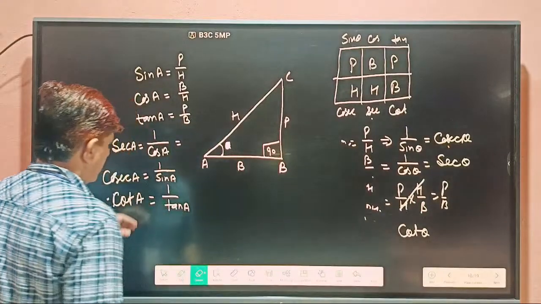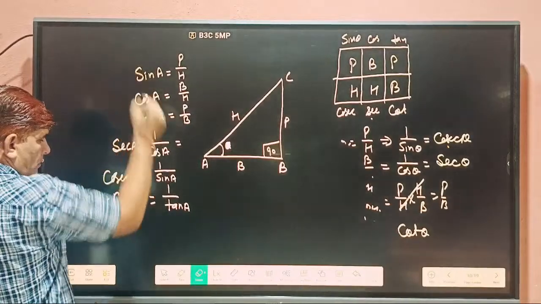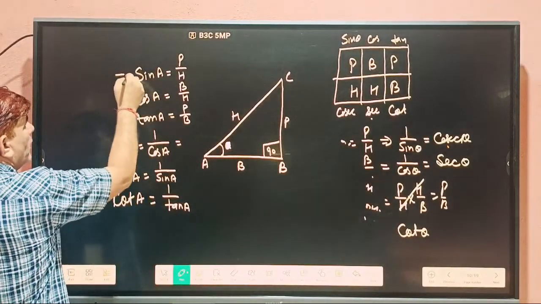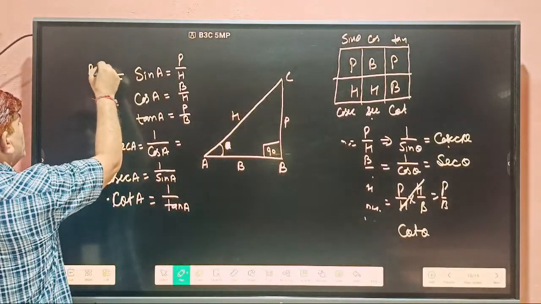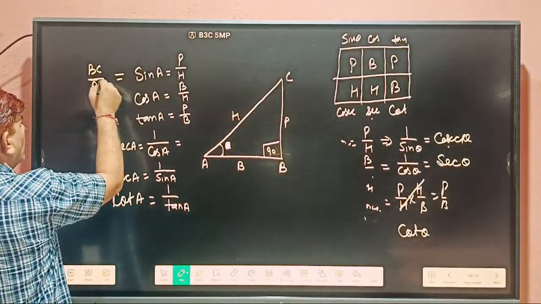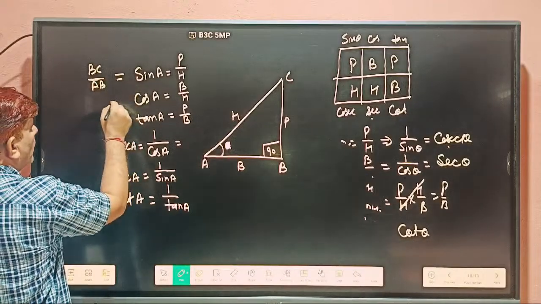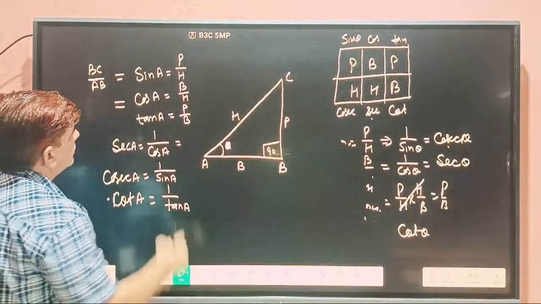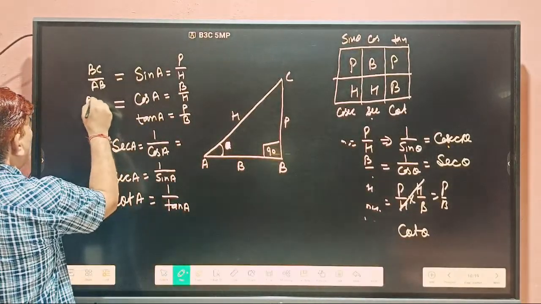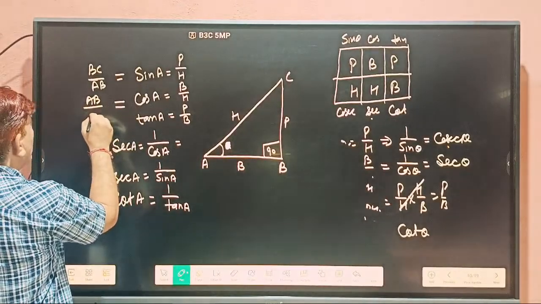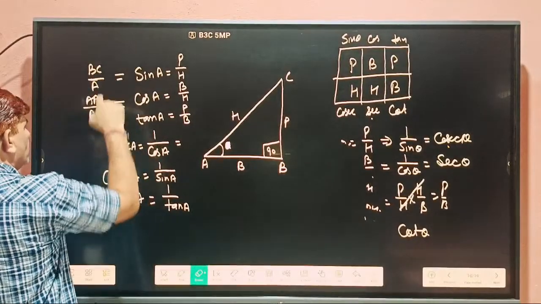So I have written this. So read right here. What's P by B? P by B. P is what? BC by AB. What is this? Cos A? Base by hypotenuse. Which one is the base? AB. AB by AC. Here also what's coming? C coming.